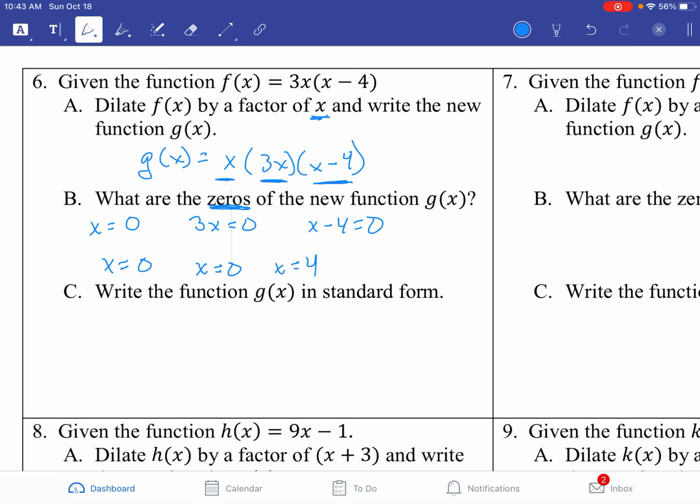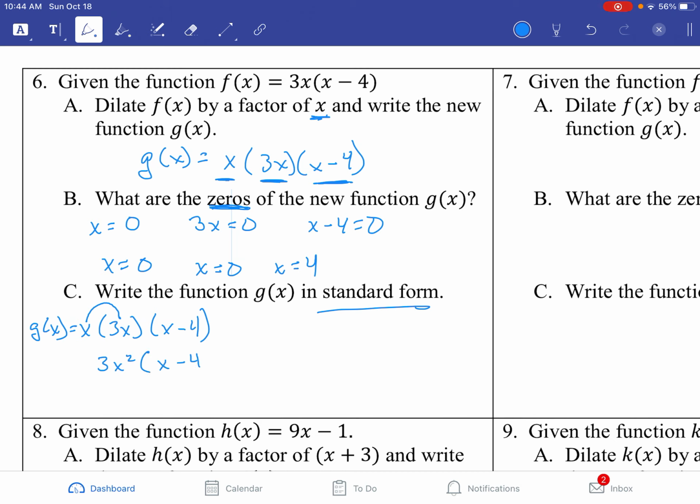The last piece is writing the function g of x in standard form. In standard form, you have to multiply everything together. So we're going to take our x, our 3x, and our x minus 4, and multiply them together. Let's practice that because this causes problems. I'm going to try to show you maybe a couple of different ways to do this. The first one is what we've done before, but here's where it runs into problems. When you do this, you're multiplying x times 3x, but then you're not continuing. You're only multiplying it once, not by everything multiple times.